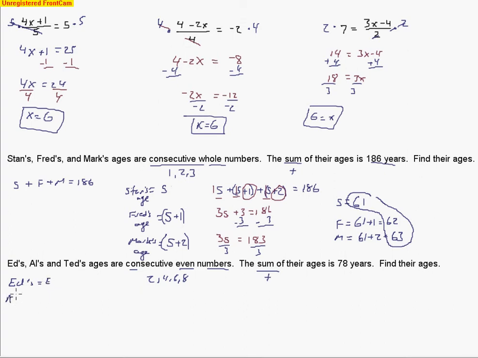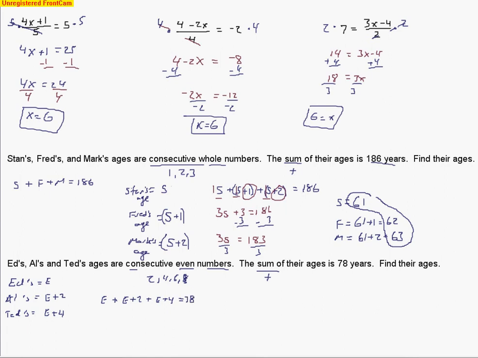And then let's go with Al. Well, since Al is 2 years older than Ed, his age is going to be Ed's age plus 2. Ted, he is 4 years older than Ed because he's 2 years older than Al, and he's 4 years older than Ed. If you just look at this right here, ignore this 8 here, just looking at the 6, 6 is 4 above 2, so that's why we're adding 4. So now we're going to just use those expressions, E, Ed's age, E plus 2, Al's age, and E plus 4, Ted's age, and add them all together to make 78.